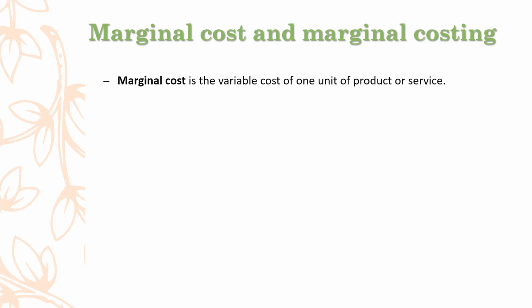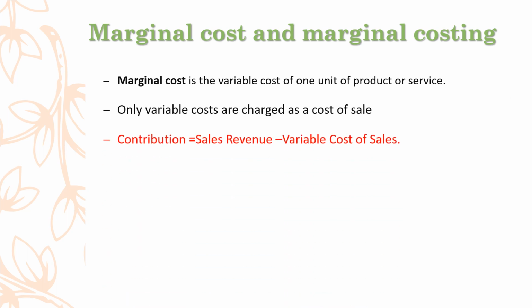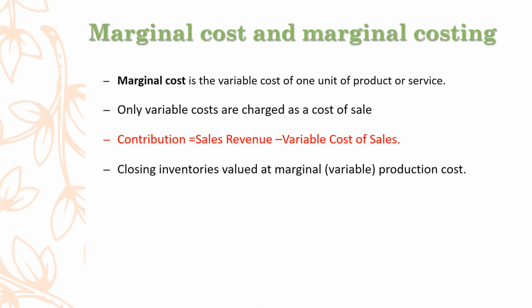Marginal cost is the variable cost of one unit of product or service. In marginal costing, only variable costs are charged as cost of sales. So the contribution is calculated by deducting the variable cost of sales from the sales revenue. Closing inventories of work in progress or finished goods are valued at marginal or the variable production cost.